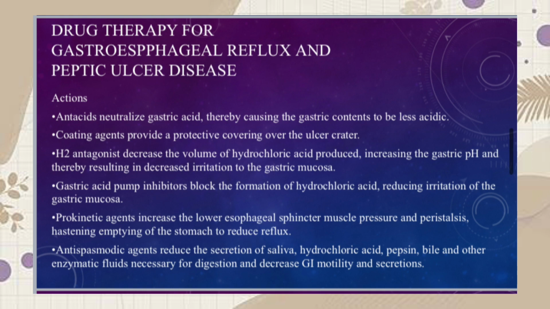Prokinetic agents increase lower esophageal sphincter muscle pressure and peristalsis, hastening emptying of the stomach to reduce reflux. Antispasmodic agents reduce the secretion of hydrochloric acid, pepsin, bile, and other enzymatic fluids necessary for digestion and decrease GI motility and secretions.